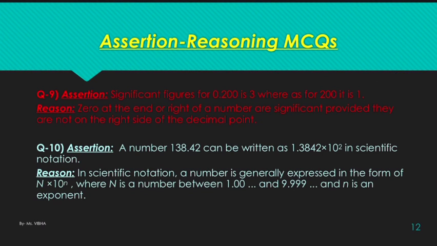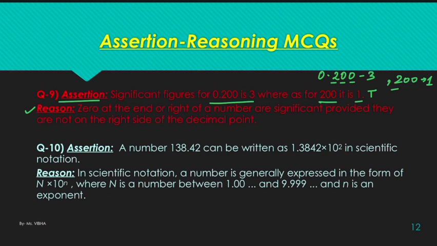Let's start by taking an example. We have to consider the assertion statement first: significant figures in 0.200 is 3. So yes, it is correct. Whereas in 200 it is 1. Yes, this is also considered correct because zeros after the non-zero digit are insignificant. That means the assertion statement is true.